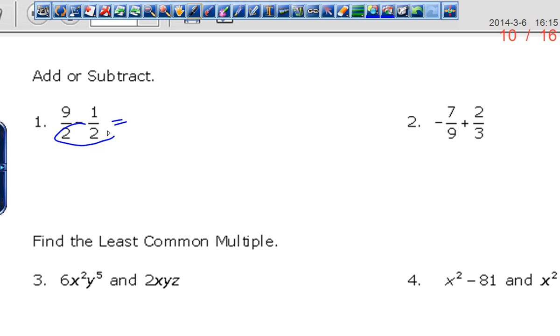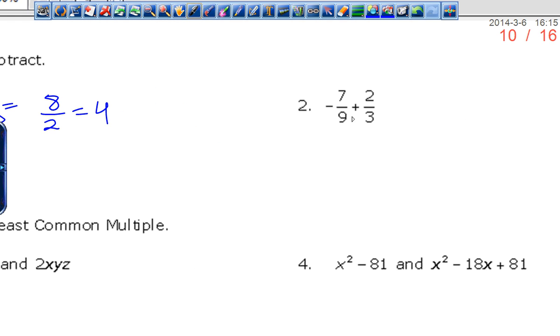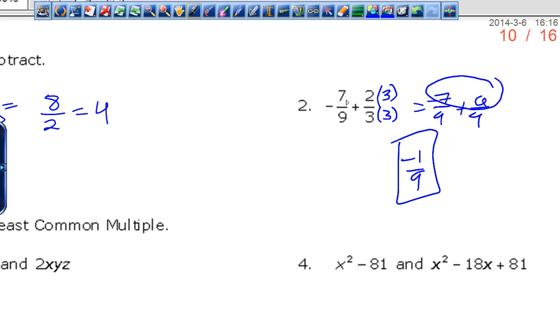So anytime they have the same denominator, we can subtract or add or whatever this operation is and keep the bottom. So I got 9 minus 1, which is 8, over 2, reduce that to 4. If you don't have a common denominator, we got to find one. So our common denominator is going to be 9. So I'm multiplying by 3 on bottom and top here. So I get negative 7 ninths plus 6 ninths. Negative 7 and 6 make negative 1, so negative 1 ninths.